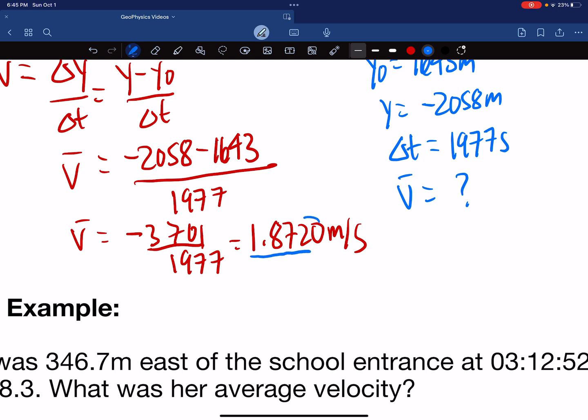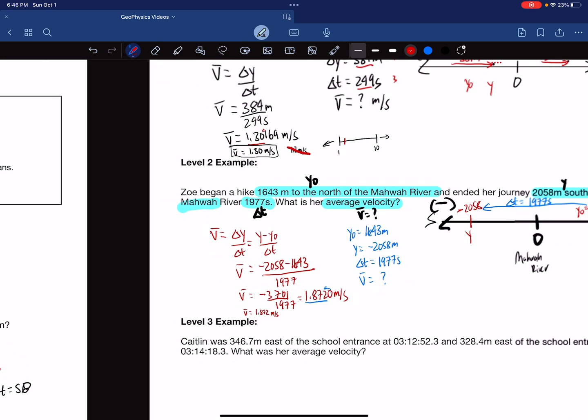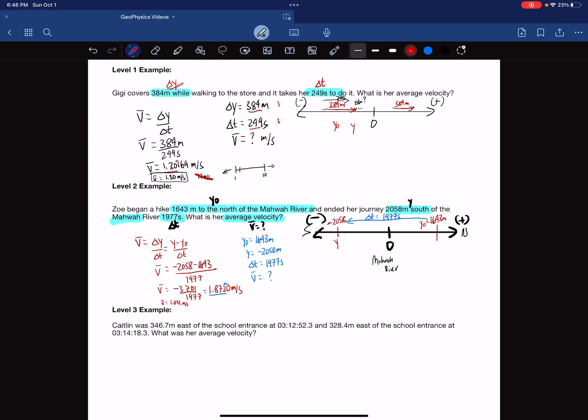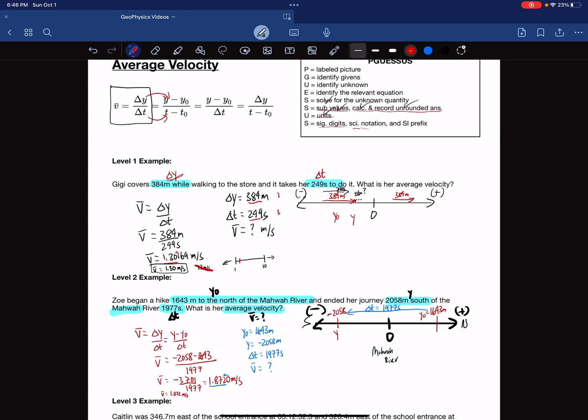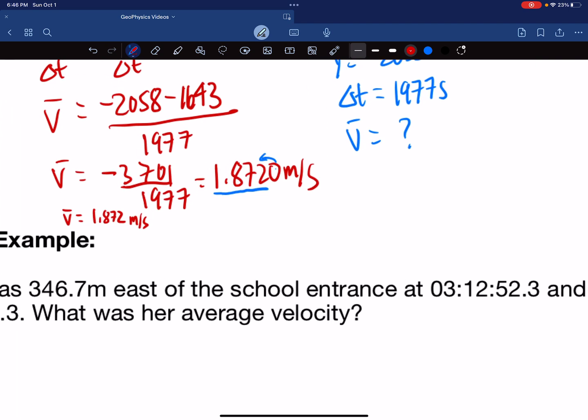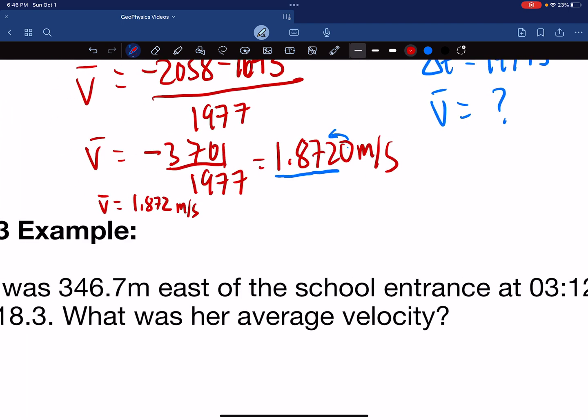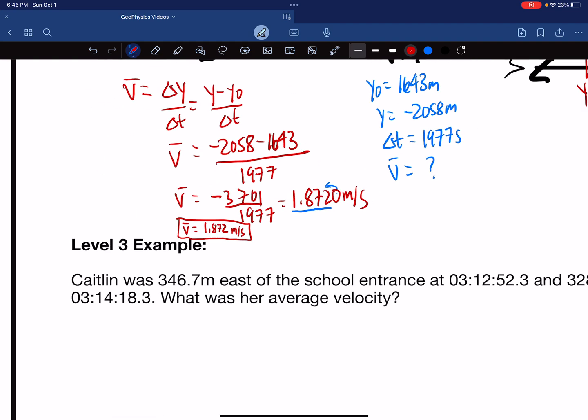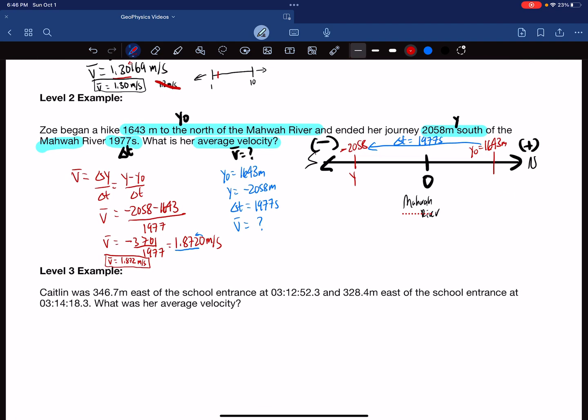And then we look at this 0. Well, that 0 doesn't cause the 2 to round up. So now we have V bar equals 1.872 meters per second. So that is the number with correct significant digits. And then we ask ourselves, well, does it need to be put into scientific notation? And it turns out it's a number between 1 and 10, so no scientific notation necessary. And that's our level 2 example.